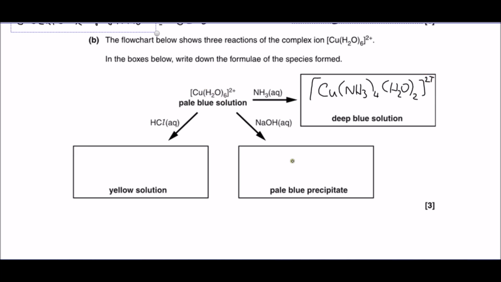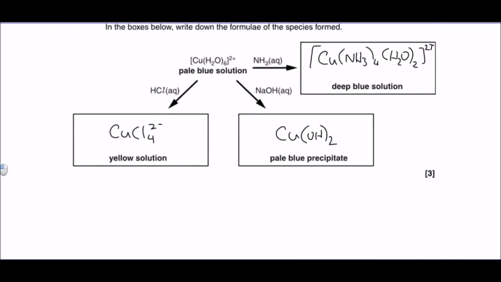This reacting with sodium hydroxide gives us a precipitate of copper hydroxide because that's the precipitation reaction. This one again is a ligand substitution, and we get that yellow complex that we've already mentioned above. Perfectly fine to write that like this, or you can put your square brackets around it. Either is acceptable.